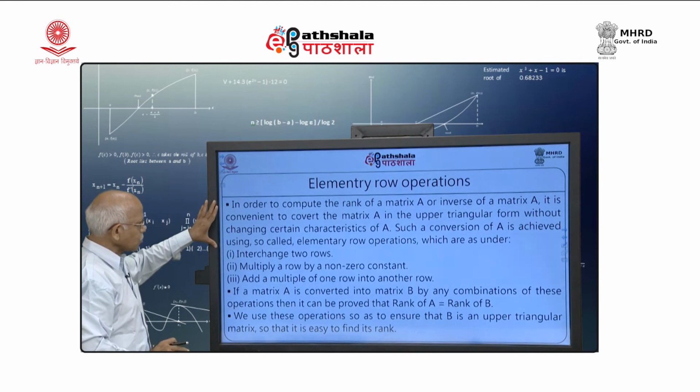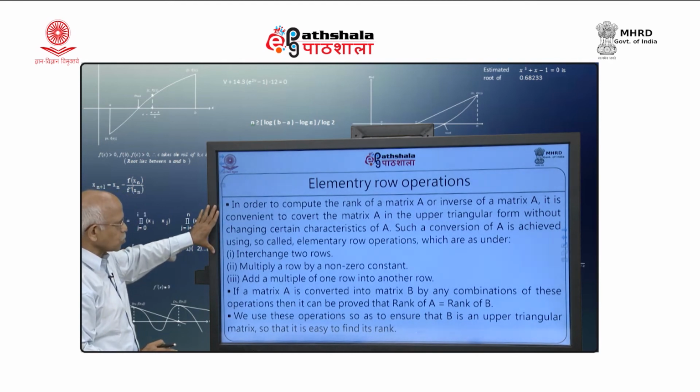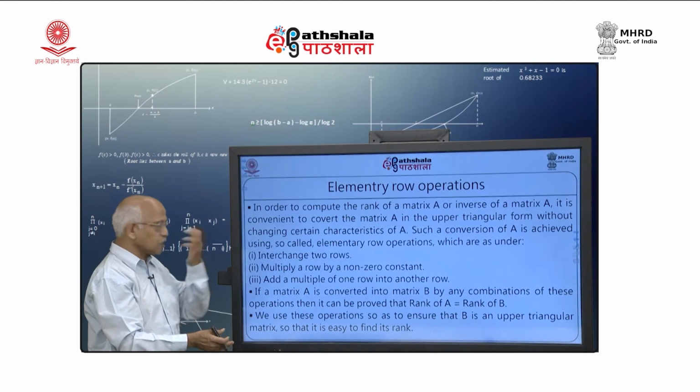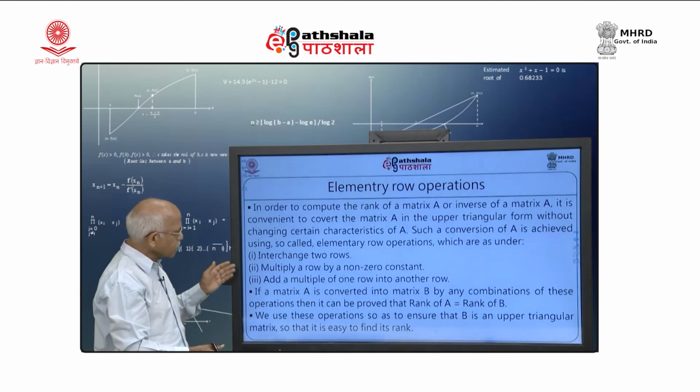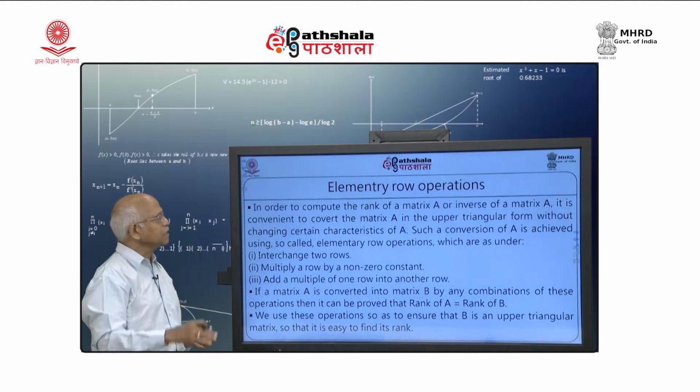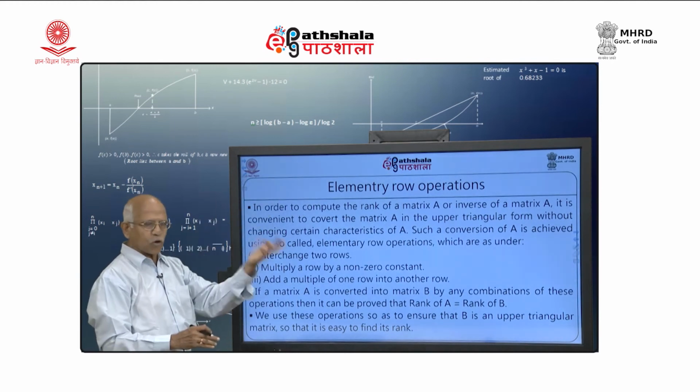Now, to convert a matrix into upper triangular form, these are the operations that we can perform. First, interchange 2 rows. If I interchange 2 rows, the row vectors are not changing, and therefore the rank will also not change, their linear independence will not change. Second, multiply a row by a non-zero constant c. If I multiply, its form does not change.